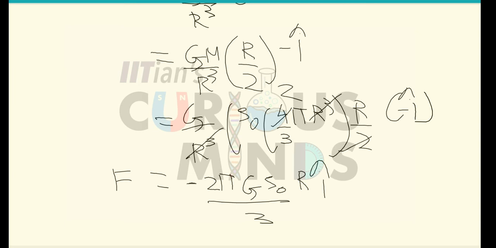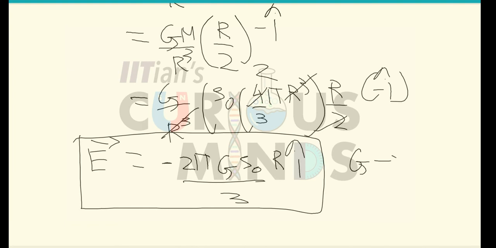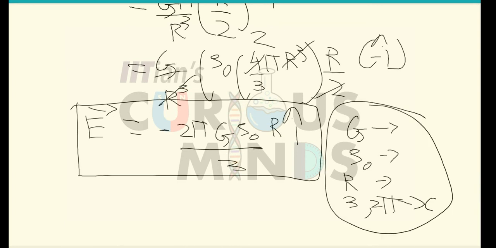This is the total field inside the cavity. Now if you see, G is constant, rho naught is constant, r is constant, and 3 and 2 pi are numbers, so they are also constant. So I can say that the field inside the part remains constant in magnitude, and it is given by the formula minus 2 pi G rho naught r I cap divided by 3.